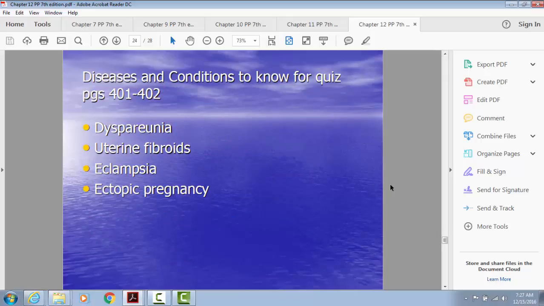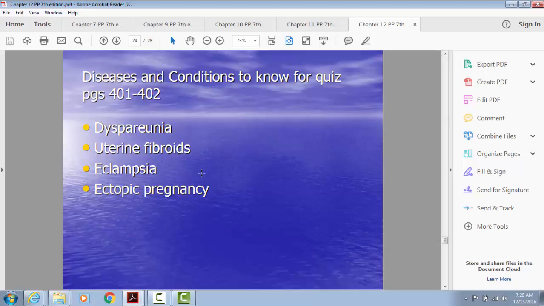Diseases and conditions you need to know for the quiz are on page 401. Dyspareunia is the first one, which is just a fancy name for pain during sexual intercourse. Uterine fibroids are benign tumors composed of muscle and fibrous tissue that develop in the uterus. Eclampsia, you might have heard of, is a serious form of toxemia during pregnancy, where the female has high blood pressure and swelling of the lower extremities. They can have protein in their urine, and it can become rather problematic. Usually they put a patient on bed rest when eclampsia sets in.